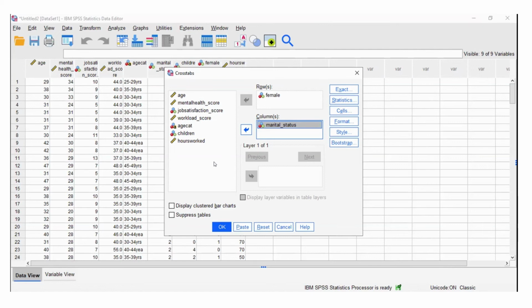Okay. So go ahead. So what next, sir? It's on your instruction. That's what I was saying. There's no part for married or not married. The married or not married is marital status.